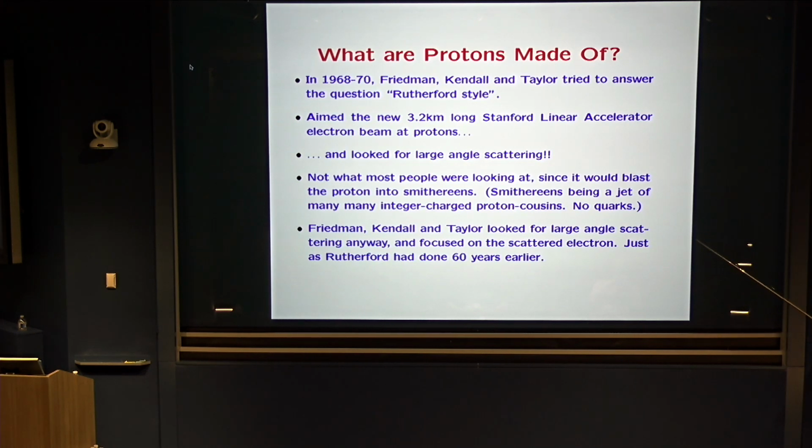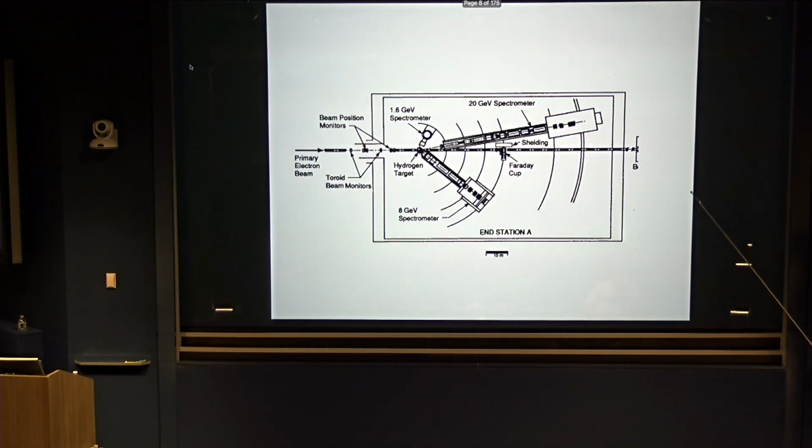This was not a popular idea in 1968, because if you shoot an electron at a proton, and if it bounces off at large angles, the proton is destroyed. It's blasted into smithereens. And what was thought at that time was, how can you possibly learn anything interesting about the proton by blasting it into smithereens? But Friedman, Kendall, and Taylor did this.